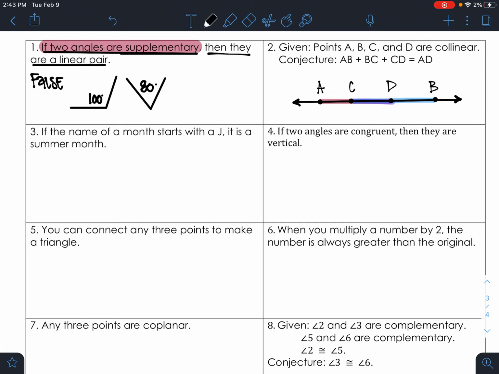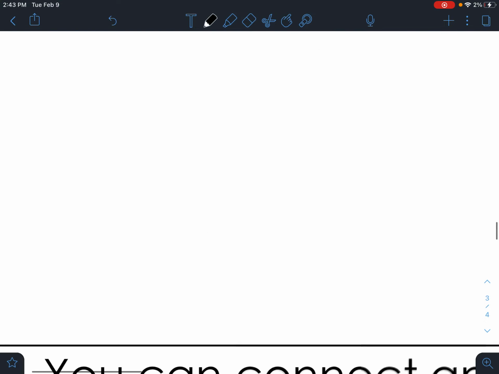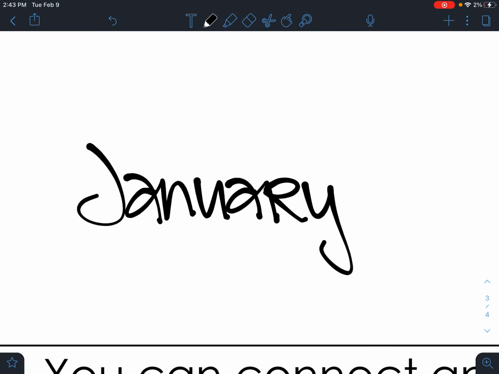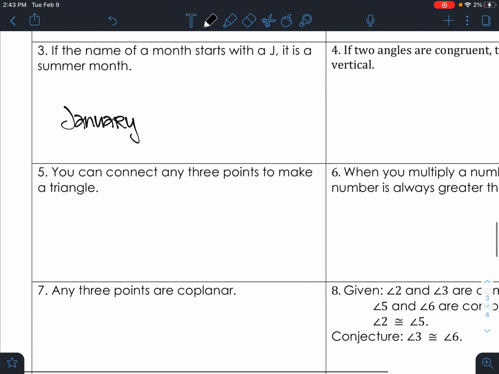Let's try 3. If the name of a month starts with a J, it is a summer month. And this is false. January starts with a J, but it's a winter month.